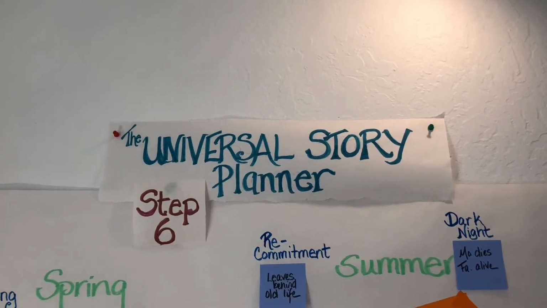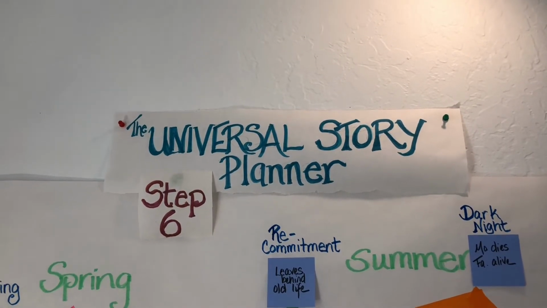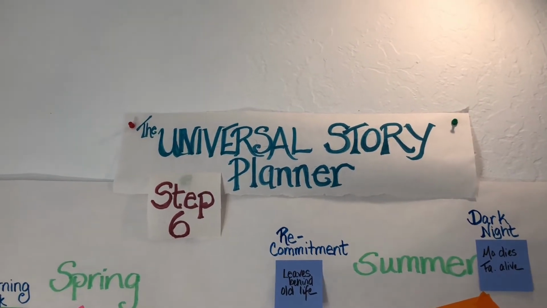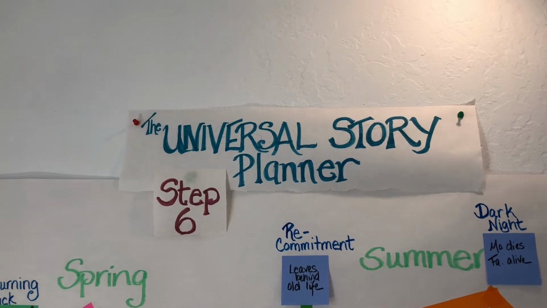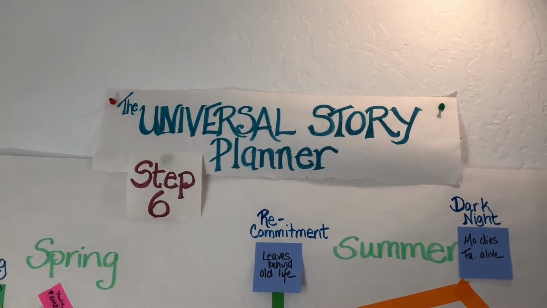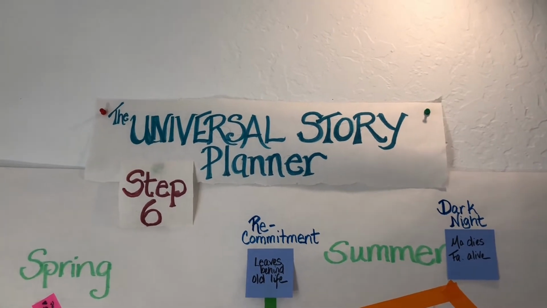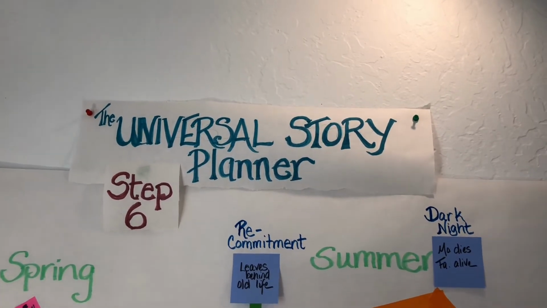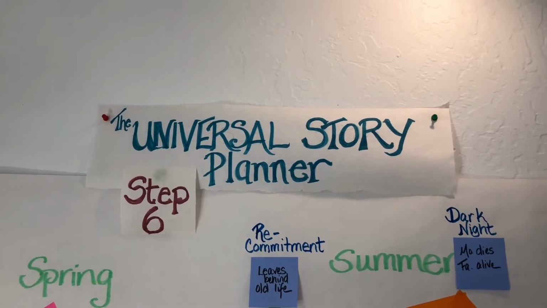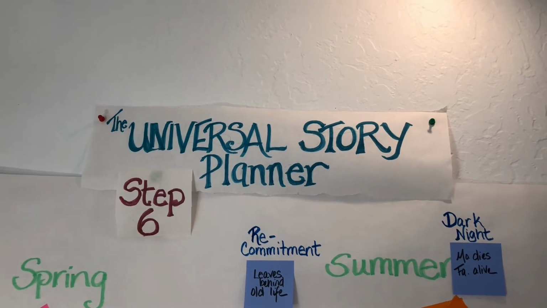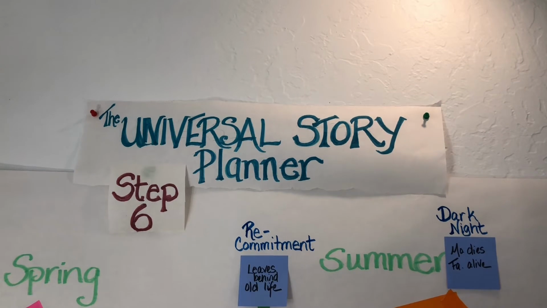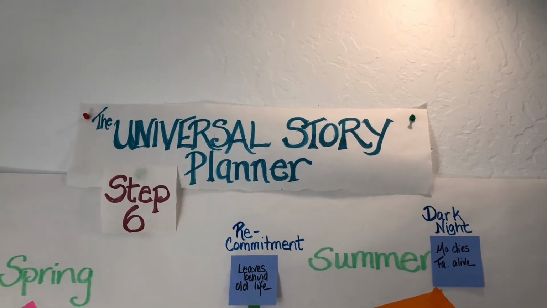Hi, welcome back. We're on the final step of the Universal Story Planner, step 6. This is where we're going to plot out the short-term steps that you plan to take in order to achieve your long-term external goal that you set up in step 2. So whatever your goal is, I want you to write the short-term steps that you plan to take on Post-it notes. Just makes it easier to move them around, to delete them, to modify them, or whatever.